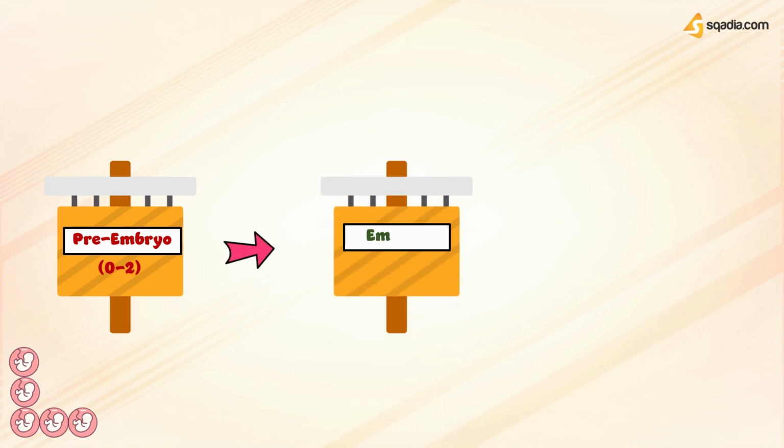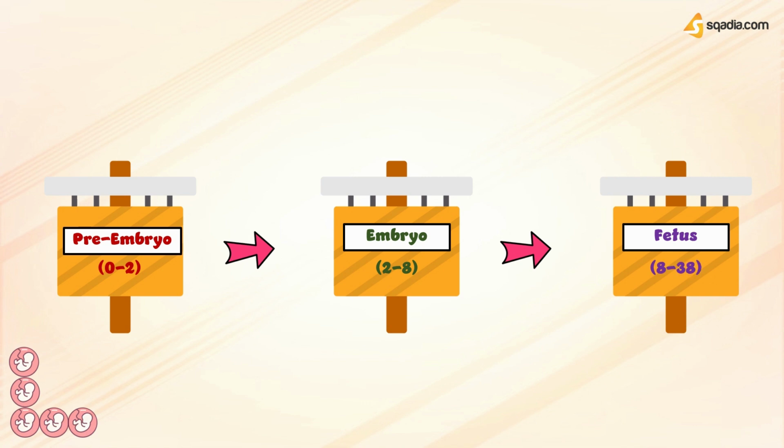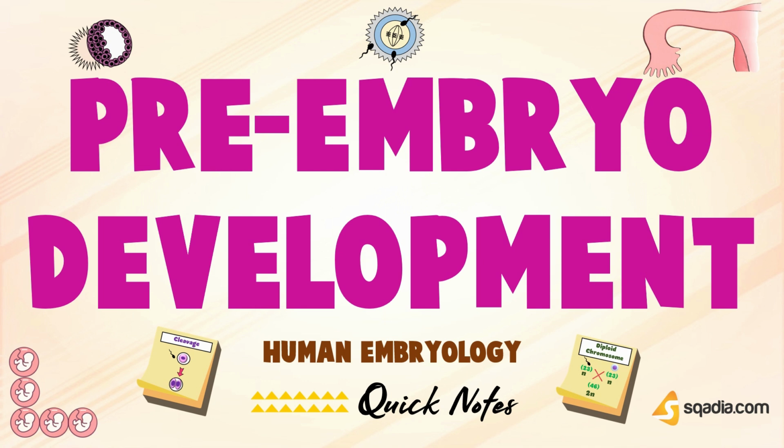There are 3 stages. The pre-embryo at weeks 0 to 2. The embryo at weeks 2 to 8. And the fetus at weeks 8 to 38. So, this was all. In our next video, we will talk about the pre-embryo development.